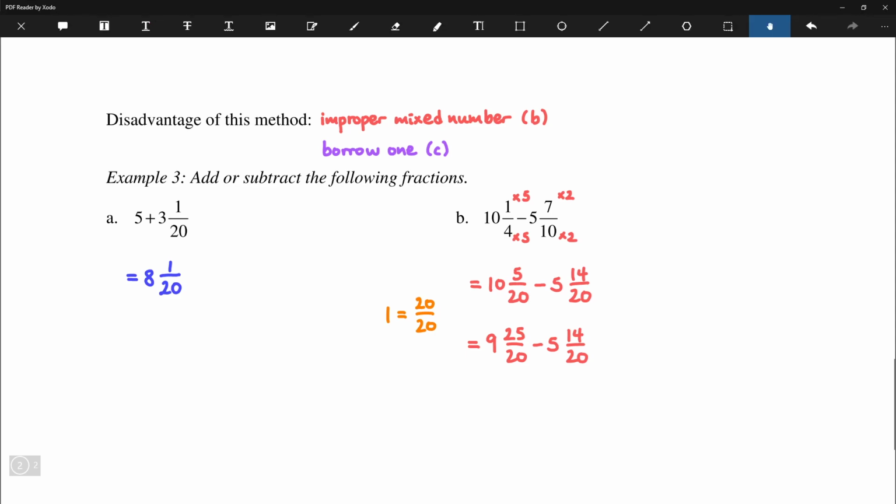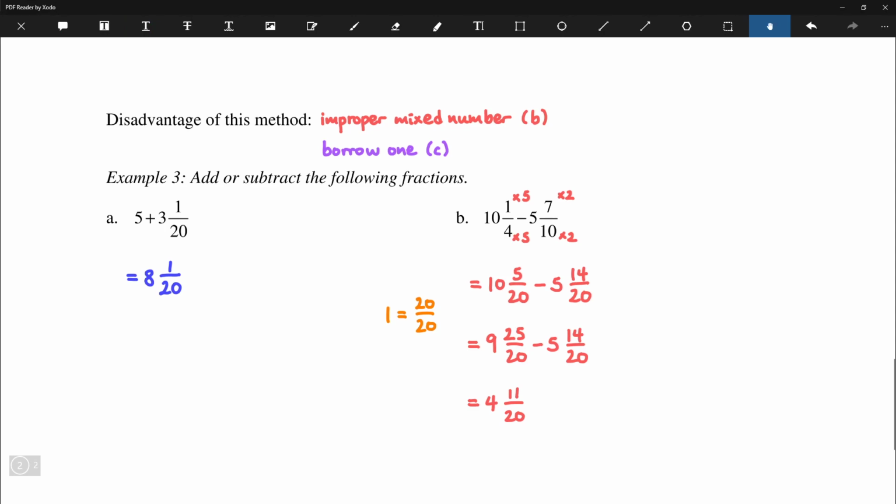Okay, so now that we have whole numbers and fractions we can subtract, we go ahead and do that. So 9 minus 5, of course, is 4. And 25 minus 14 is 11. And this is out of 20.